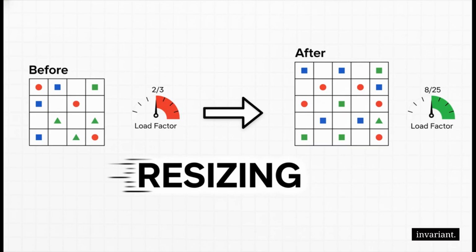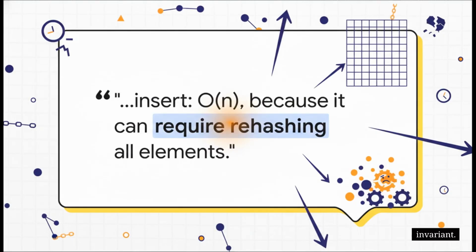It has to create a brand new, larger table and then painstakingly reinsert every single item from the old table into the new one. This whole process is called resizing. And right here, this is the moment our whole O(1) story just falls apart. That one single insertion that triggers a resize is not a constant time operation. It is an O(n) operation. Its cost is directly proportional to how many items are already in the dictionary. Suddenly, adding one tiny little thing to your dictionary can become an incredibly expensive operation.